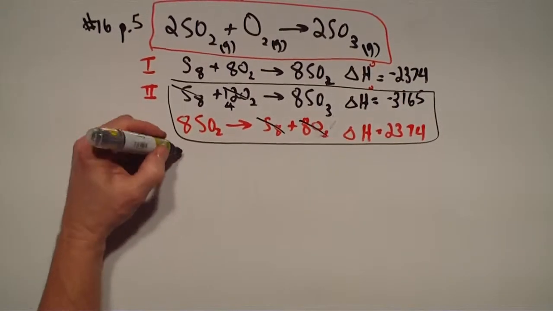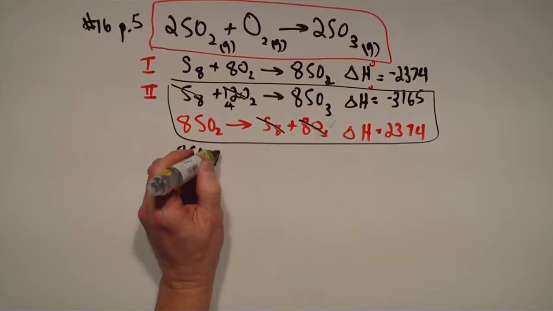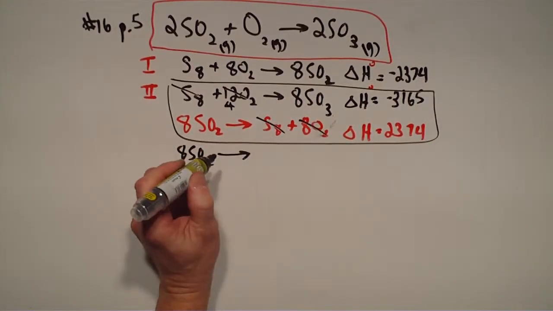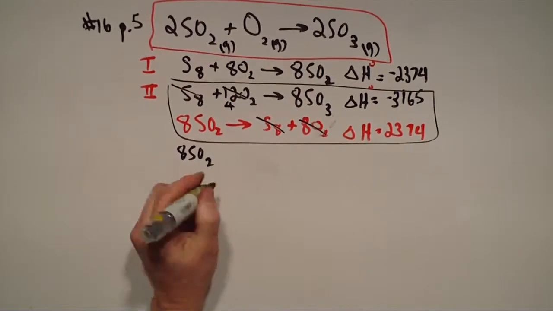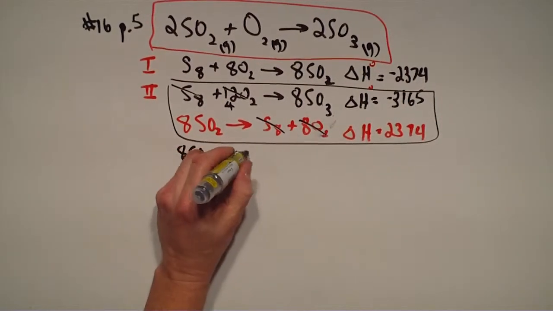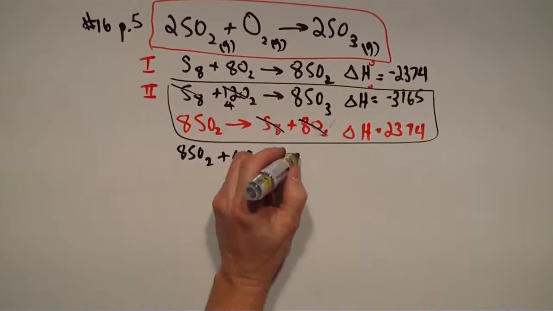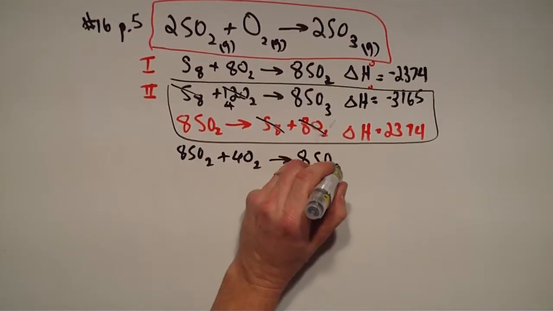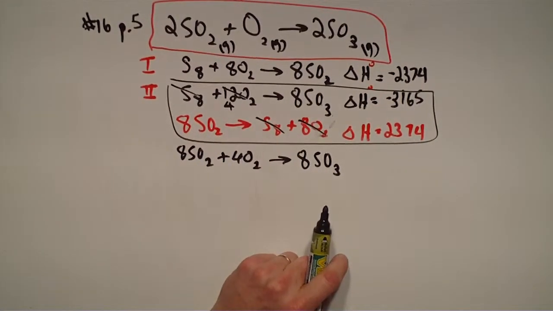Okay, let me rewrite what I have. 8 SO2s plus 4 O2s. I see that. Go to 8 SO3s, and that's it.